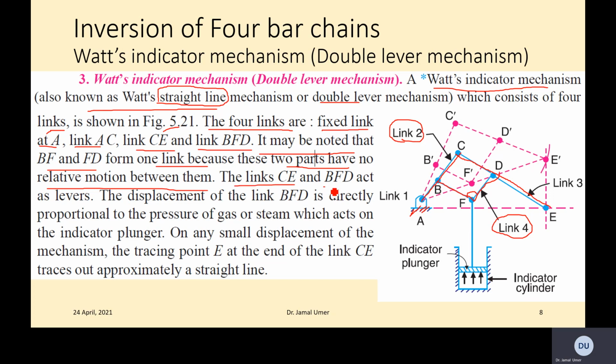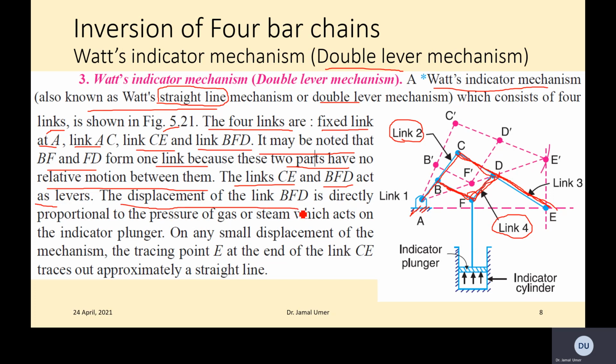The link CE and BFD act as a lever. So the link CE, this one, and BFD, these two are called levers. That's why this is called a double lever mechanism as well. So this is one of the levers, and BFD is another lever basically.